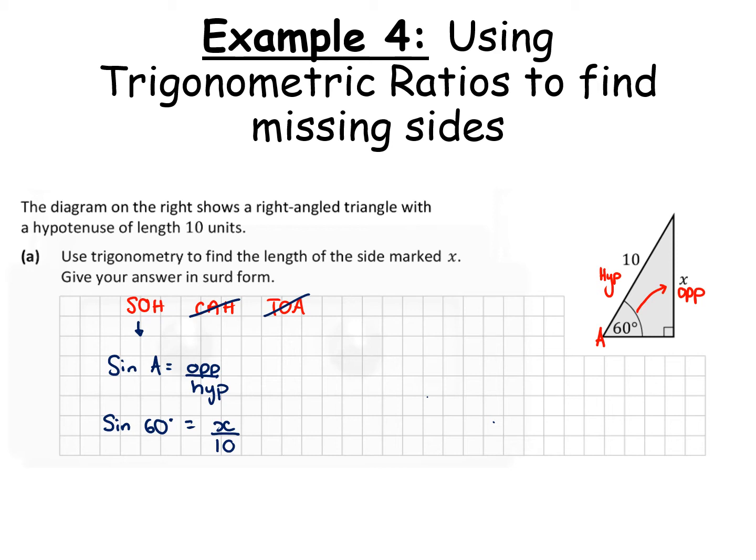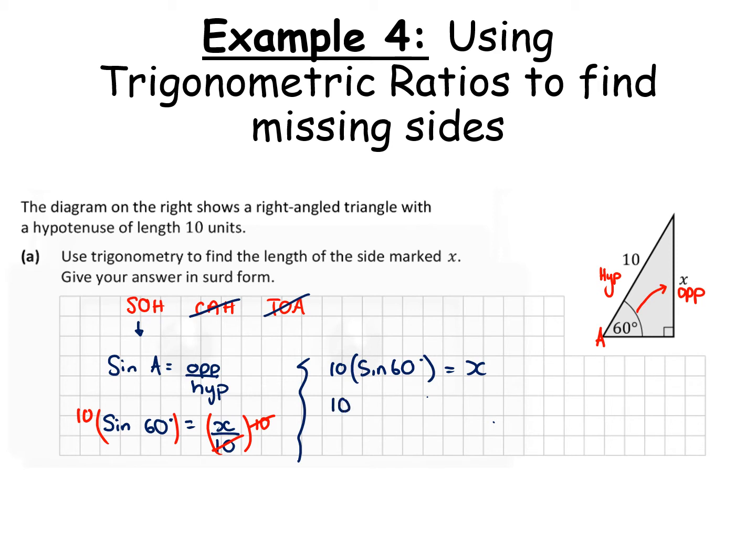So what I would actually work through to make sure it was as accurate as possible is I would get rid of my fraction first. So to get rid of my fraction, I multiply across by the common denominator, which in this case is 10. This cancels, and what I end up with is 10 times sine of 60 is equal to X. So you can put that straight into the calculator, or you can instead go straight to sine of 60.